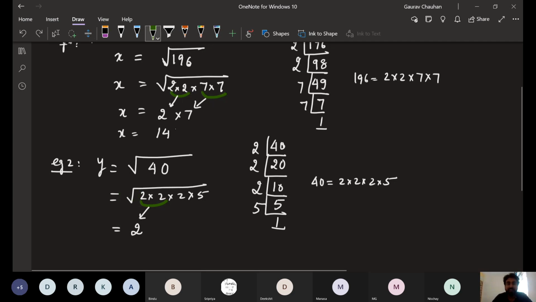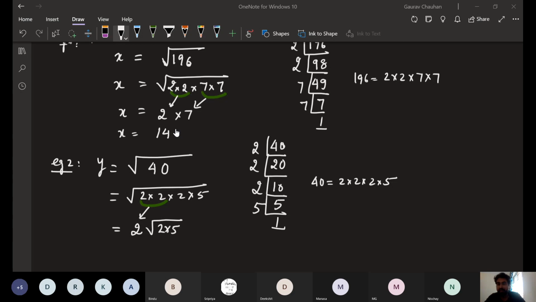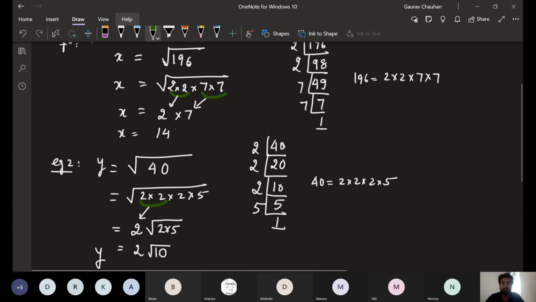So I write the root symbol as it is and I write 2 into 5 under it. Basically, I can just multiply 2 into 5 and it becomes 10. Just for simplification, I'm going to write 2 root 10. So y is equal to 2 root 10 in this case. If there are more such pairs, you take all the pairs outside, it's basically multiplication here. It's like 2 into root over 5 into 2. Okay, we good?